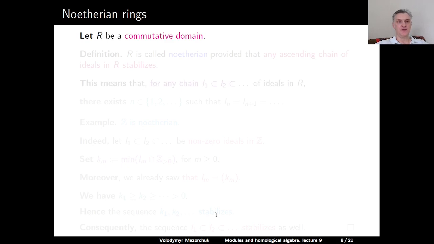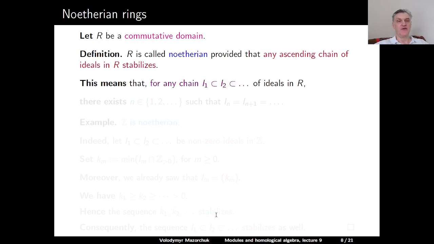Let R be a commutative domain. Definition: R is called noetherian provided that any ascending chain of ideals in R stabilizes. This means that for any chain of ideals in R, so the ideal I1 is included into the ideal I2, is included into the ideal I3, and so on, there should exist a positive integer n such that the chain stabilizes after n steps. So In is actually equal to In plus 1, is equal to In plus 2, and so on.